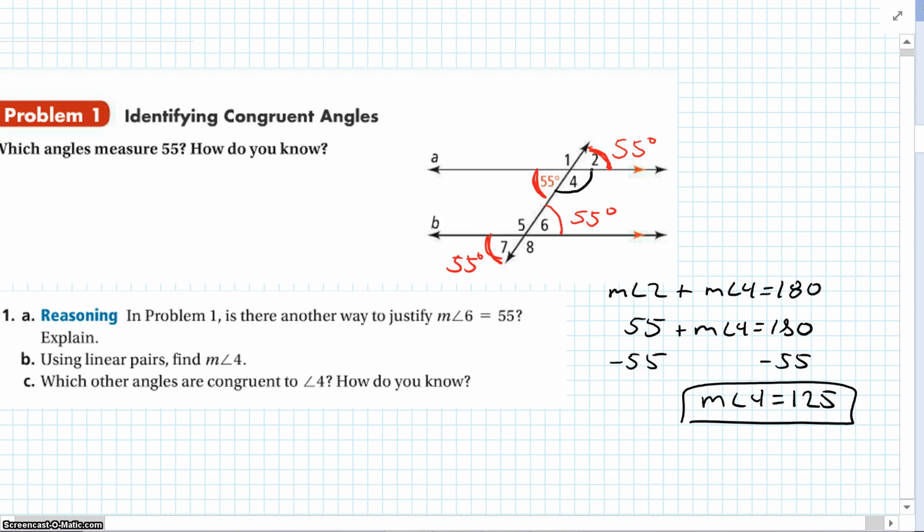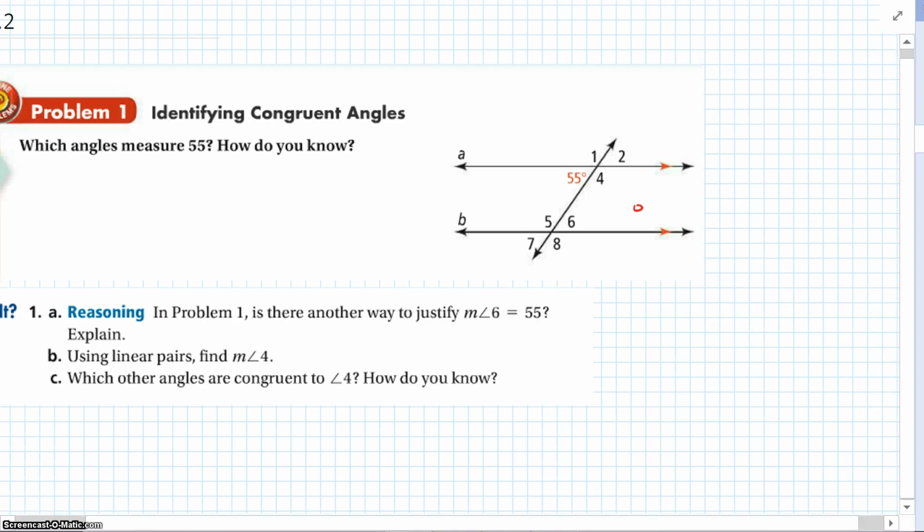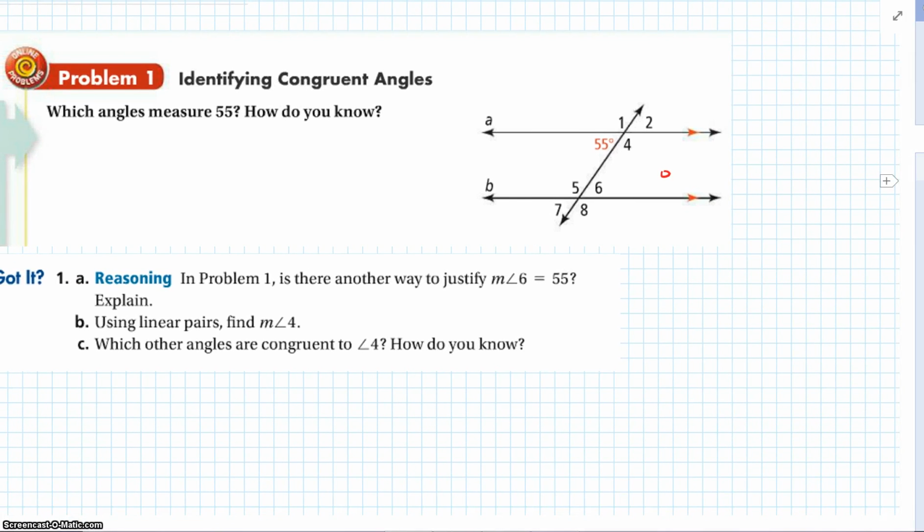So which other angles are congruent to the measure of angle 4? Well, angle 4 is a vertical angle with angle 1, so it's congruent. And angle 4 is corresponding with angle 8, so it's congruent. And angle 5 is congruent because of vertical angles with angle 8. Okay? Any questions on that? Rewind it if you need to. Make sure you understand the concepts. I know we're kind of buzzing through it pretty quick.